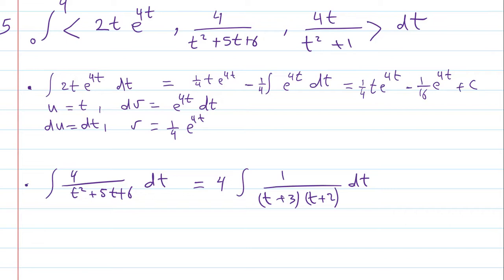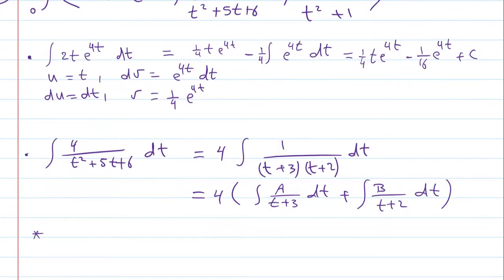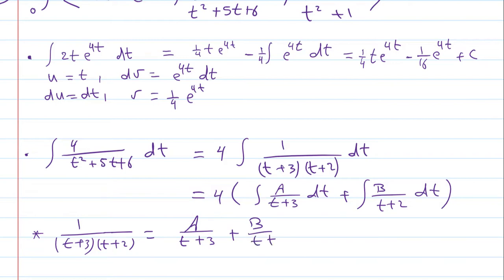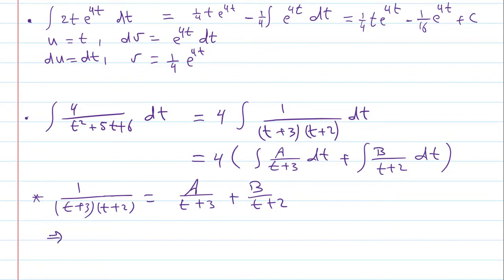So here we can rewrite this as 4 outside, multiplied by the integral of some constant a divided by the first factor plus another constant b divided by the second factor, dt. To find the values of a and b, we have 1 over t plus 3 times t plus 2 equal to a divided by t plus 3 plus b divided by t plus 2. If we multiply both sides by the common denominator, we have that 1 equals a times t plus 2 plus b times t plus 3.